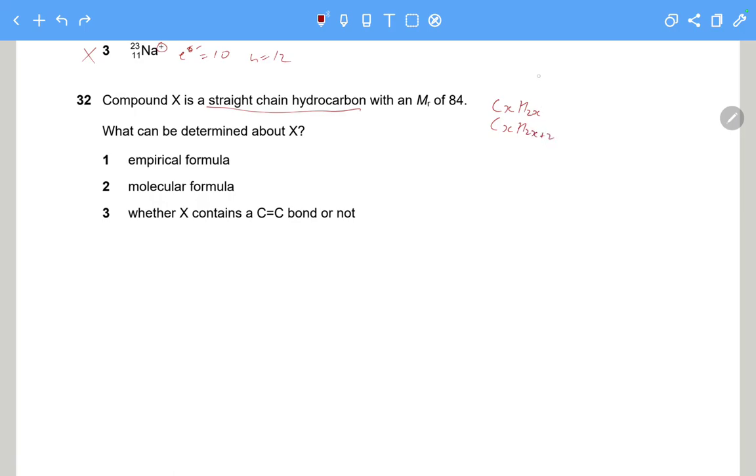So we can easily figure out the empirical formula, and if we can figure out the empirical formula and we have the Mr, we can figure out the molecular formula. And then whether X contains a C=C double bond or not, we know it is a straight chain hydrocarbon. So if it is an alkene, we know it contains a C=C double bond, and therefore this is correct as well. So we go with A.